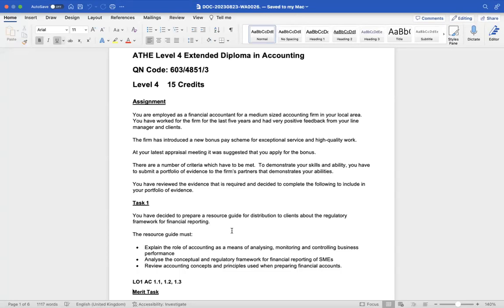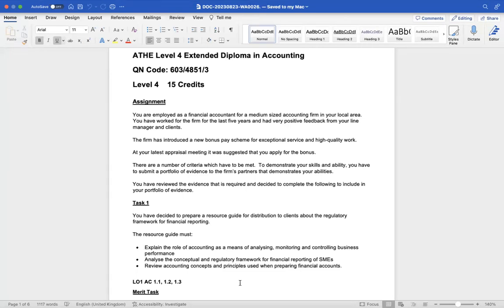Basically, task one is developing a resource guide, and the resource guide must explain the role of accounting as a means of analysis, monitoring, and controlling business performance. Then analyze the concept and regulatory framework for financial reporting of SMEs, small and medium enterprises. Then review accounting concepts and principles used when preparing financial accounts.